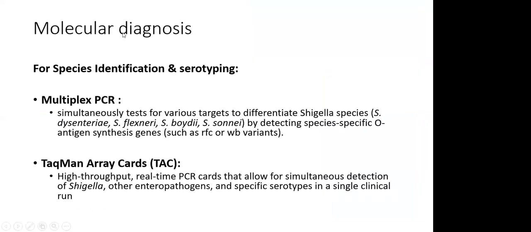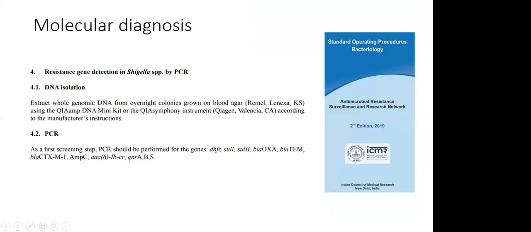By molecular diagnosis, there are other multiplex PCRs or TaqMan arrays which help in identifying the species. Also, PCR in some cases can be used for resistance gene detection, so we can also detect resistance in the strains we have isolated. In our lab currently in GMC Manjeri, we only have culture and sensitivity and antisera. We are planning to buy PCR kits for identification of Shigella.